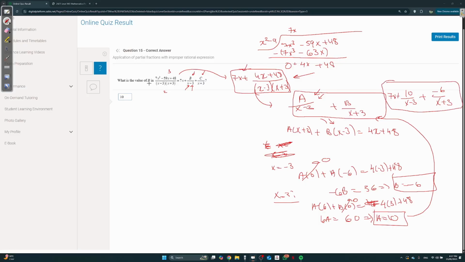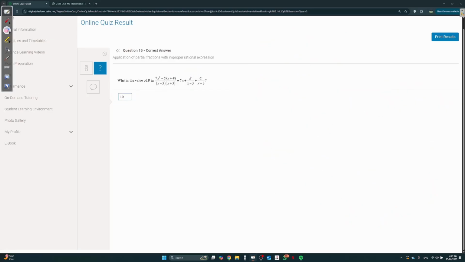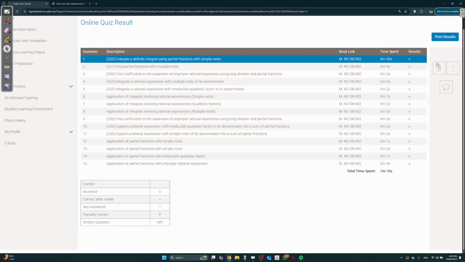Now, what are they asking? They want b. So does that mean I look at my b here? No. I look here. What's their b? b is the numerator of x minus 3. So what's my numerator of x minus 3 here? It's 10. So please don't make the mistake of putting negative 6, because it would be such a silly mistake. You get that wrong, so now we're done.